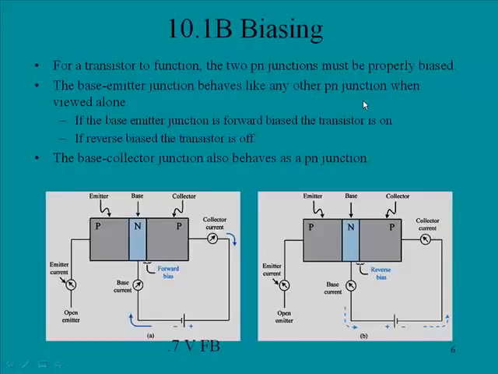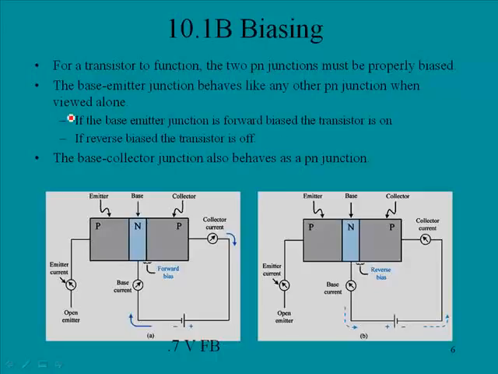We're continuing on in Chapter 10 with the subject of biasing. For a transistor to function, the two p-n junctions must be properly biased. The base emitter junction behaves like any other p-n junction when viewed alone. If the base emitter junction is forward biased, the transistor is on. If it is reverse biased, the transistor is off. And so this is just like a diode.